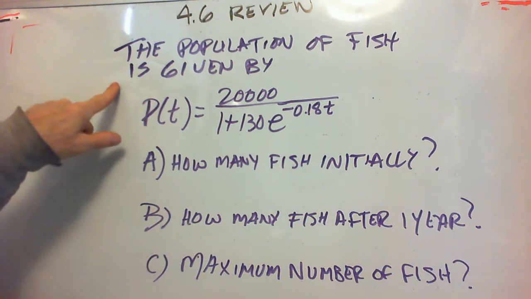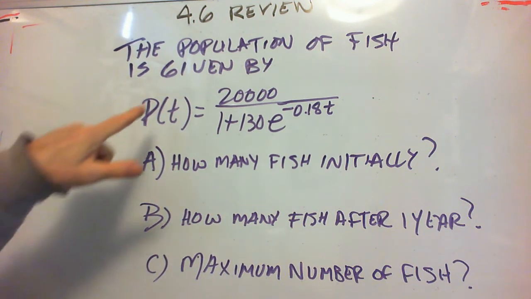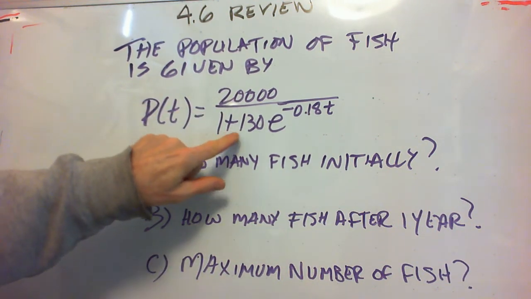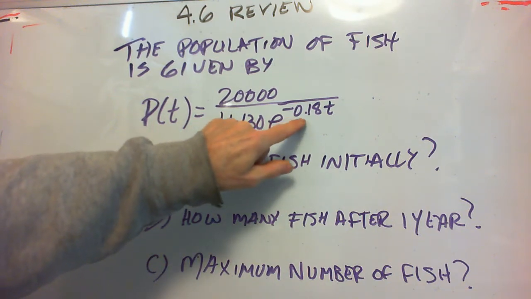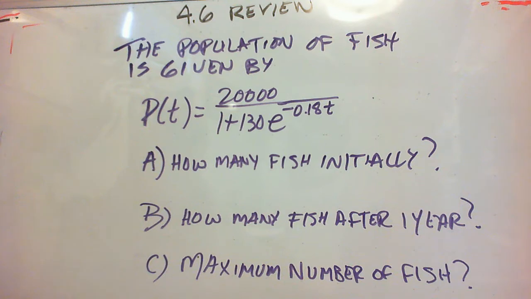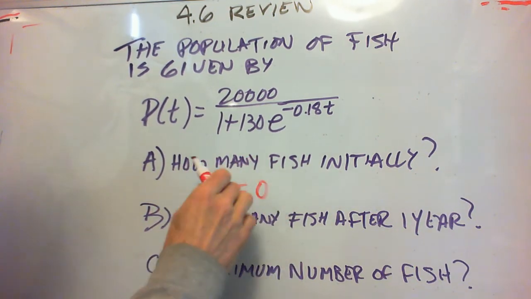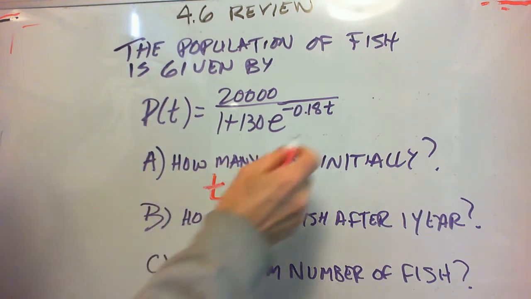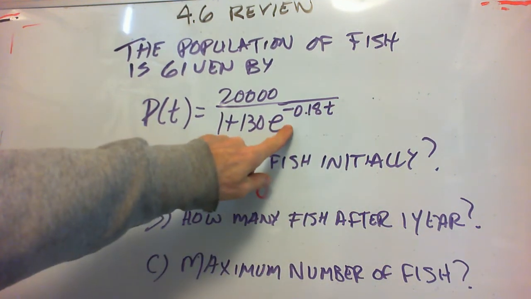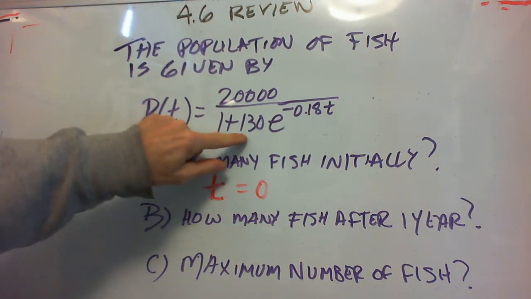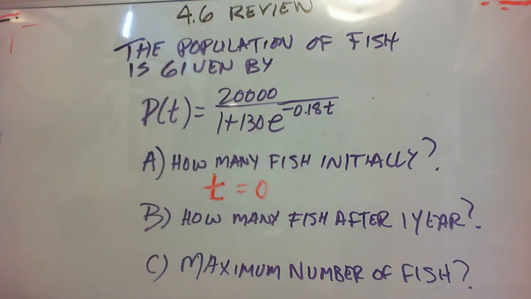Okay, we're going to look at number 7 from the homework. The population of fish is given by p as a function of t equals 20,000 over 1 plus 130 e to the negative 0.18 t power. How many fish are there initially? Well, initially means t equals 0. So you just let t equal 0. E to the 0 is going to turn into 1. So you end up with 20,000 over 1 plus 130 times 1. So that one's pretty easy to calculate.